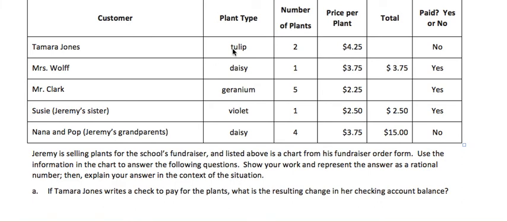So Tamara is buying tulips. She's buying 2 of them, and the price per plant is $4.25. So since she is paying $4.25, that's going to be a negative change to her bank account. And she's buying 2. So negative $4.25 times 2 equals negative $8.50.